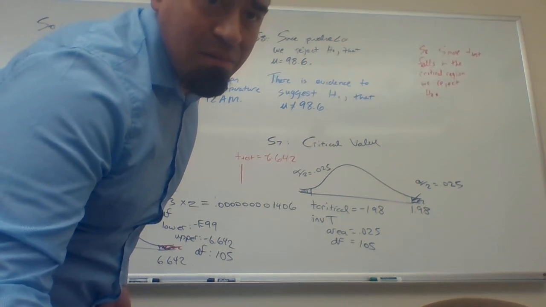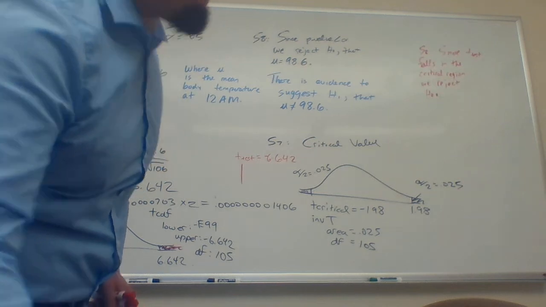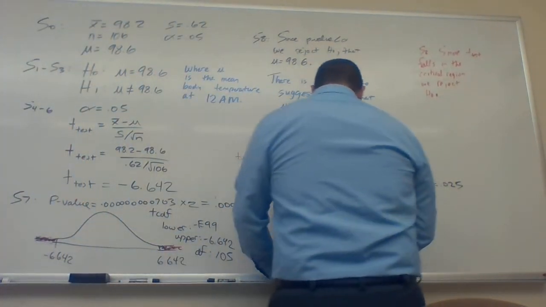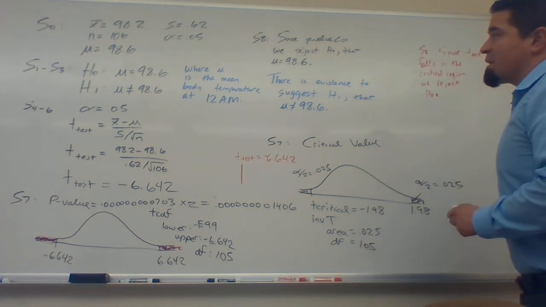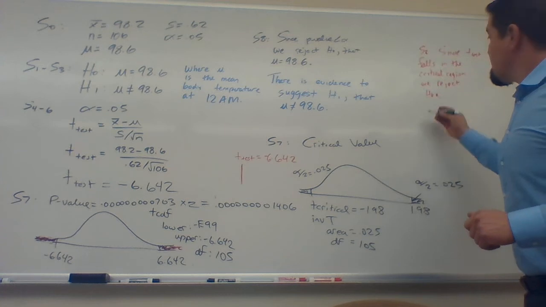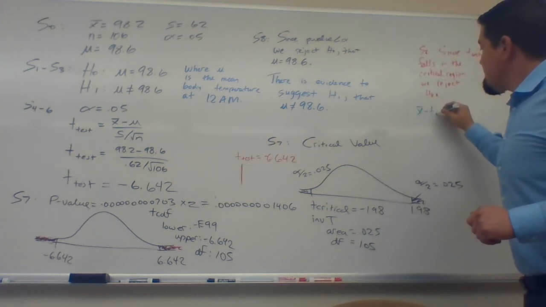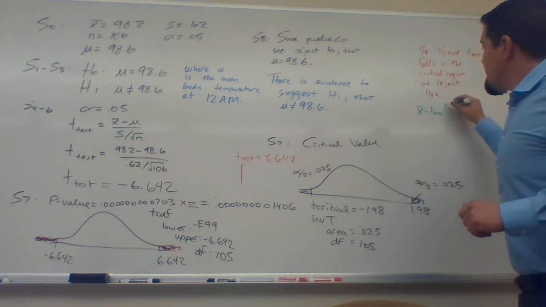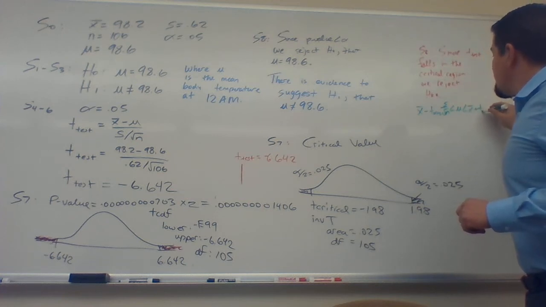Okay, the only other thing we might do if we wanted to, although it doesn't ask, you can do the confidence interval argument too. Yeah, so you can do that as well, but it's going to be x bar minus t alpha over 2 times s over the square root of n less than mu less than x bar plus t alpha over 2 times s over the square root of n. Okay.